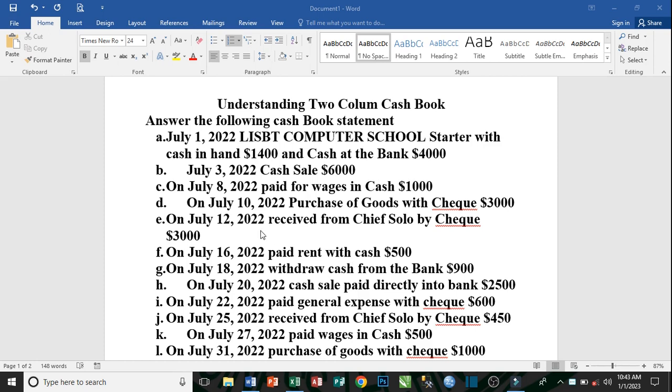Last time we answered a question for one of our viewers and students out there. He asked us to do a one column cash book, but today they are demanding a two column cash book. This student is at the University of Liberia. I'm going to show you how to do the two column cash book and post it in Excel.